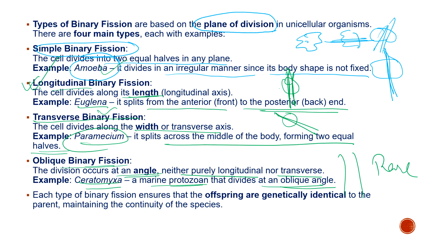So each type of binary fission ensures that offspring are genetically identical to the parent. In all these types of division, they are genetically identical to the parent, maintaining the continuity of the species. So the species continuation will be maintained. Right. So what are the different images of these types? Simple, longitudinal, transverse and all. We will see that.